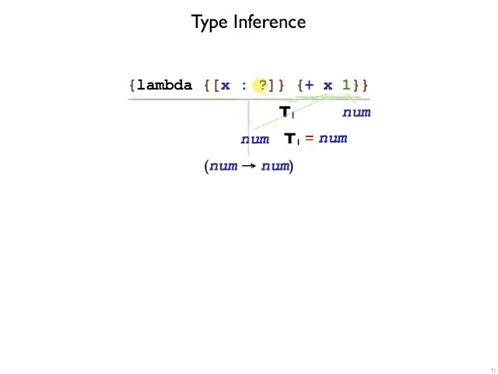And then, because this question mark is also the same thing as where the t1 came from, then the overall type can be num arrow num, and the type checker is happy.